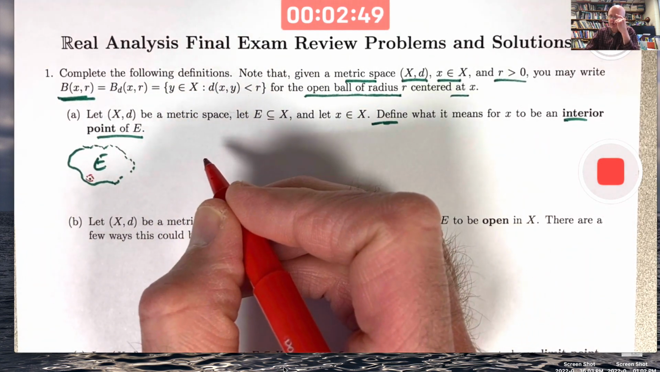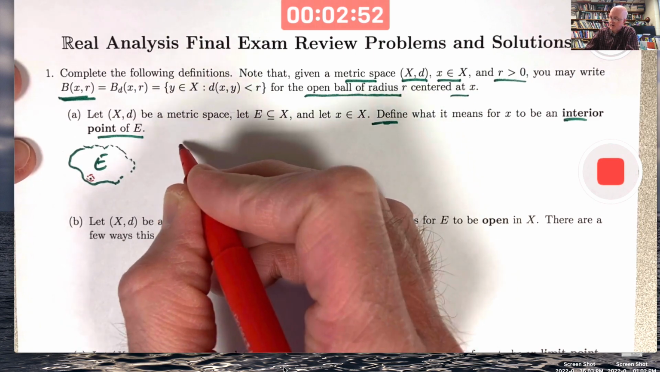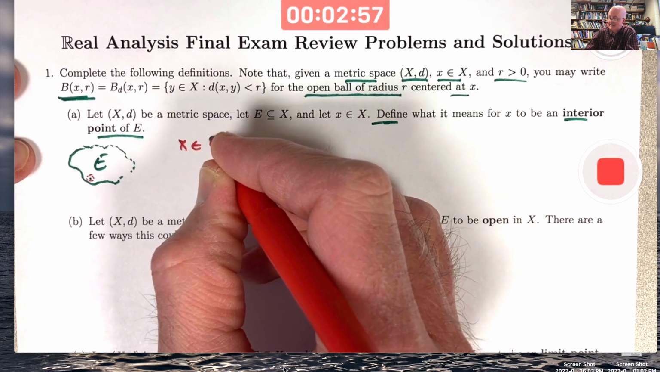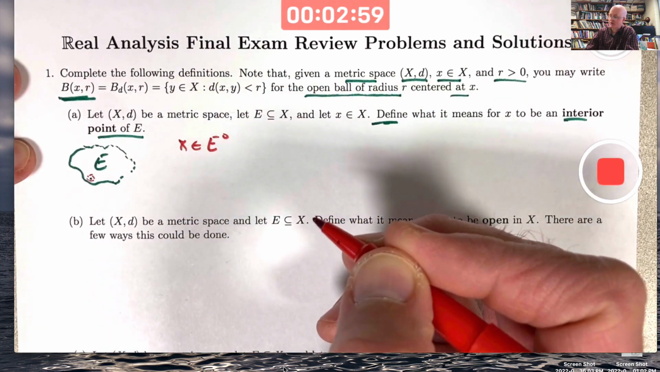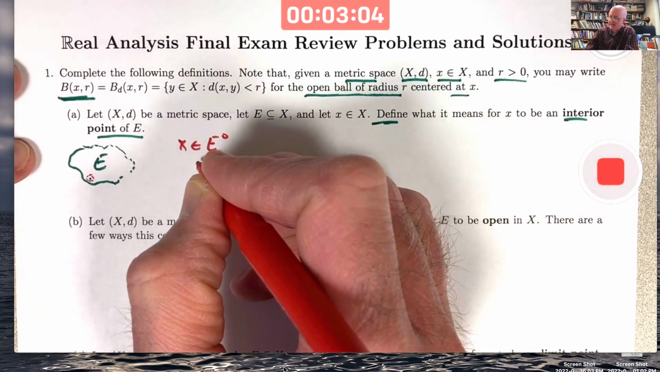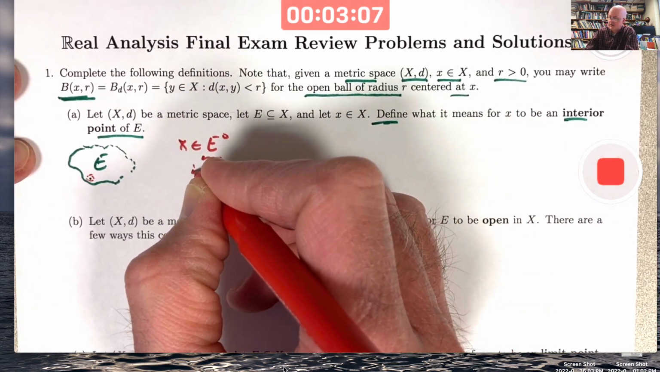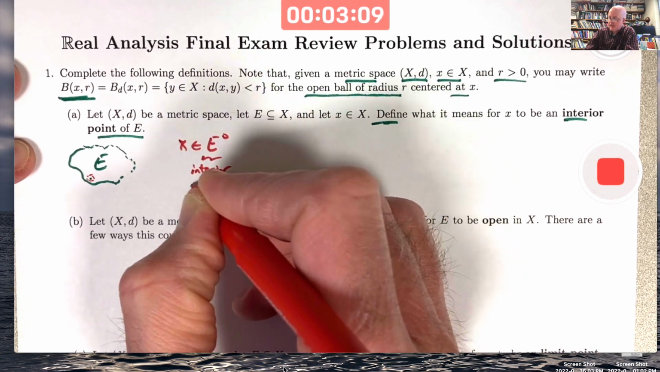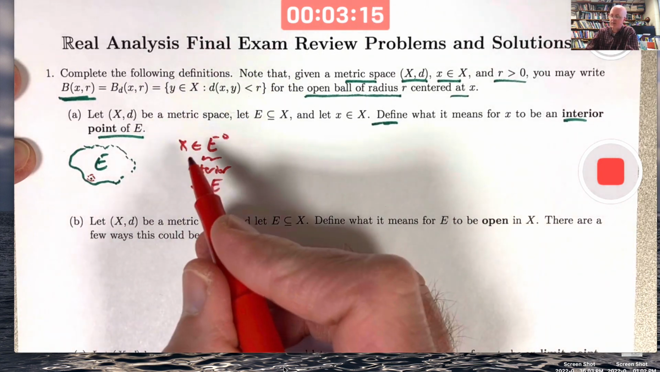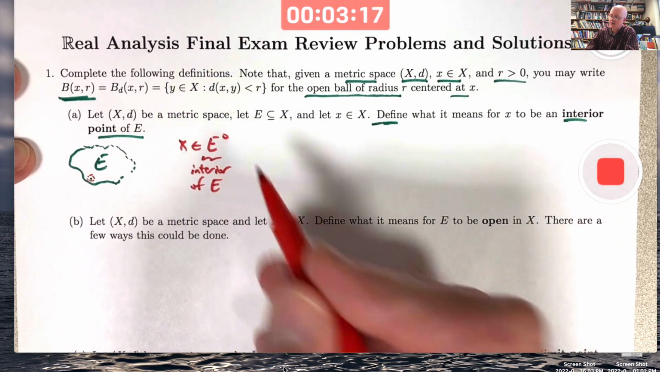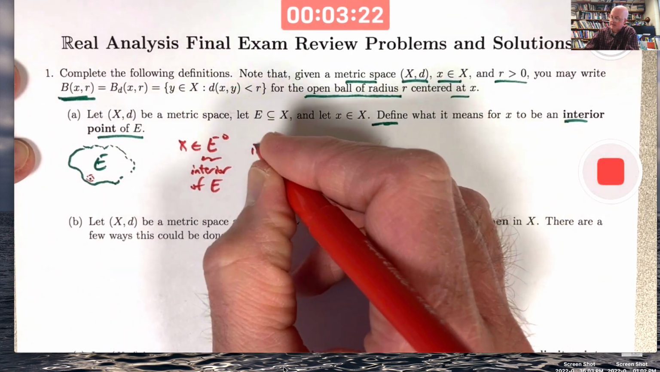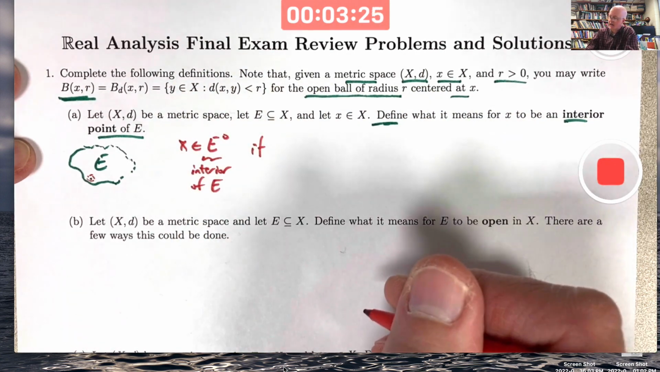I'm also going to introduce notation that we're going to use in some other problems here. To say that x is an interior point of E means that x is in the set E superscript circle. What is that circle? Is it the degree symbol or something? No, it's just notation that refers to the interior of E. As a set, it's the set of all interior points. So effectively, by writing x as an element of E circle here, we're saying x is an interior point of E. This is going to be part of my definition, and again, I'm going to use this notation later.